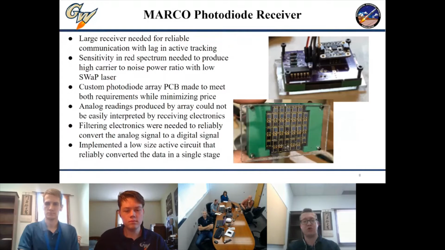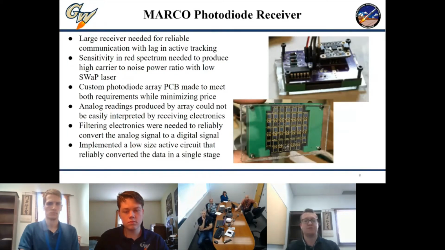And so to achieve both of these specific requirements while also minimizing the price of our solution, we decided to produce our own photodiode array PCB and then reflow solder individual photodiodes with heightened sensitivity onto that board. And then the resulting board outputted spikes from the laser as analog readings, which then needed to be converted back into a simple digital signal to be received on our TNC microcontroller. And this was achieved by designing a custom Schmitt trigger and carefully selecting resistors to create a clean digital output after just a single filtering stage.